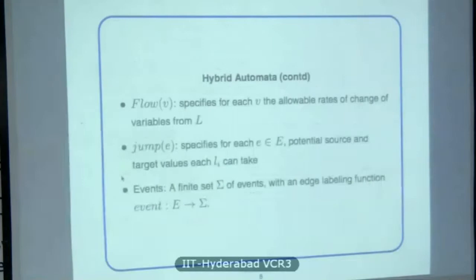Flow is actually the differential equation which tells you how these continuous valued variables change during the course of computation. Jump specifies, for each edge, the potential source and potential target values of each of these real valued variables. And events is a finite discrete set of events with an edge labeled function where you get for each edge a certain element from this alphabet. So here's an example.